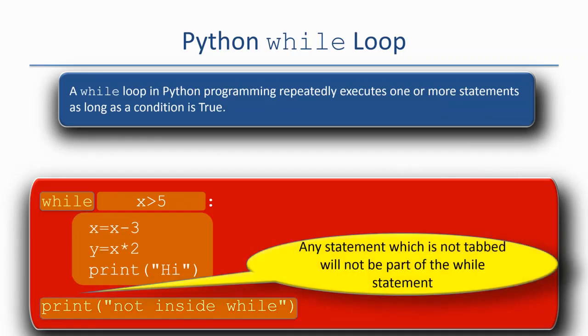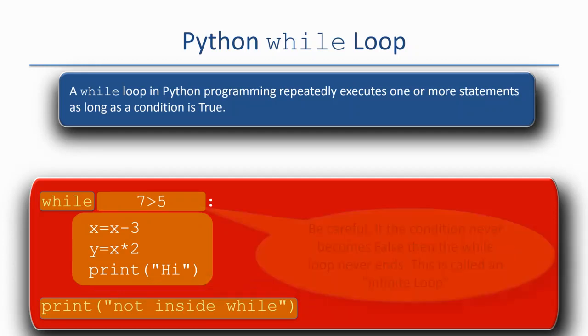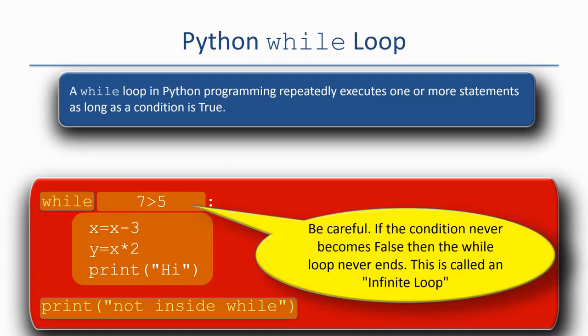And of course, after the while is over, you can put any statement that you want. And remember that the statement which is not tabbed is not part of the while loop. Also be very careful. If the statement in front of the while never becomes false, then the while loop never ends, and this is called an infinite loop, and your program continues in the while loop and never exits.